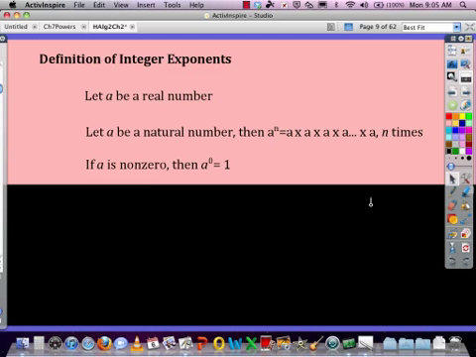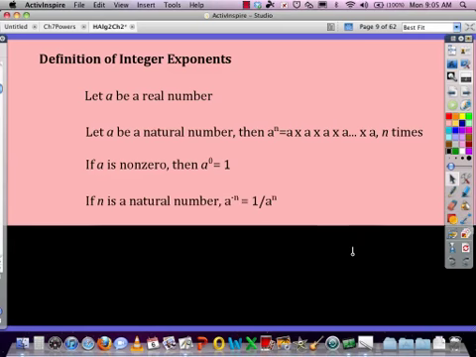Then again, if a is non-zero, because if 0 is to the 0 power, it doesn't work. But if a is non-zero, any number to the 0 power is 1. If you have questions on that, make sure you ask during class. We can show you why.